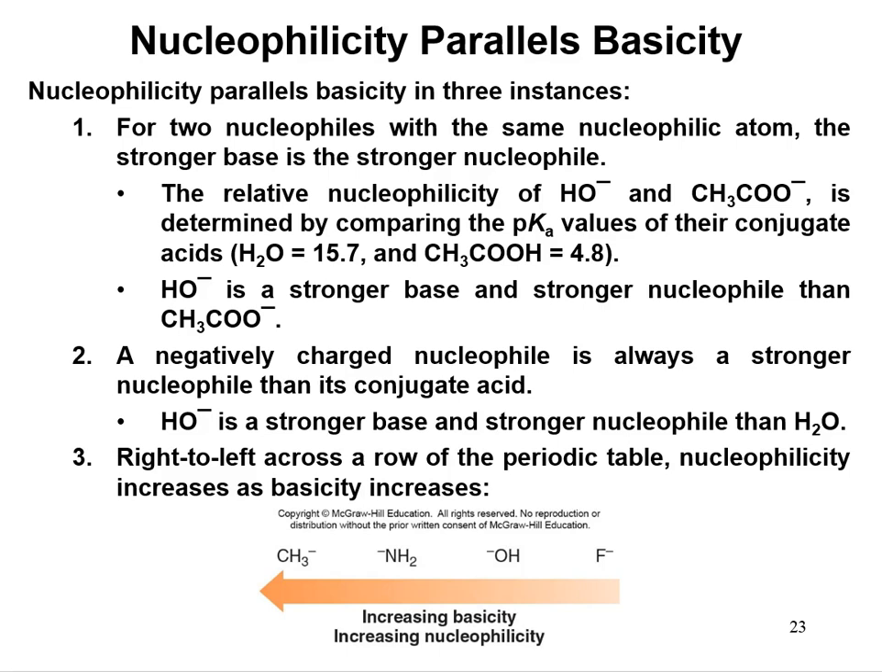Number 2. A negatively charged nucleophile is always a stronger nucleophile than its conjugate acid. For example, hydroxide, which is negatively charged, is a stronger base and a stronger nucleophile than water, which is neutral. Number 3. Right to left across a row of the periodic table, nucleophilicity will increase; basicity increases as well. That is shown in the trend at the bottom.